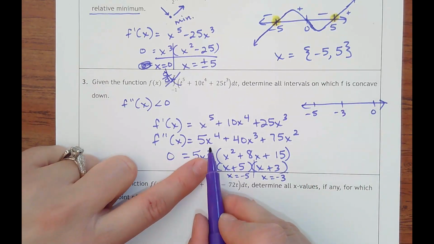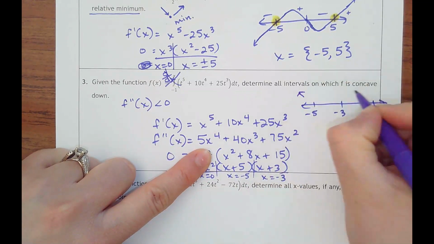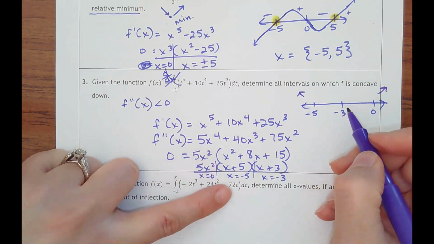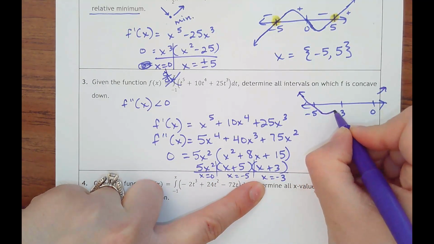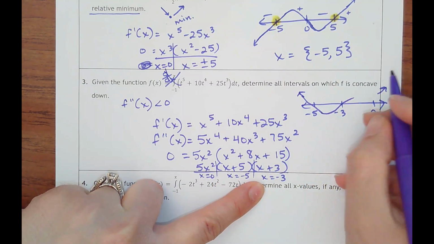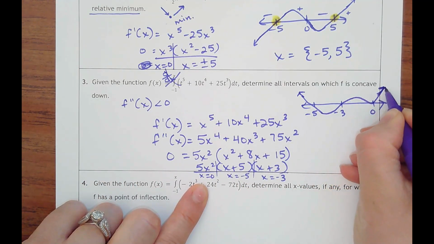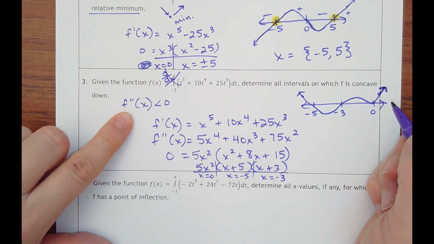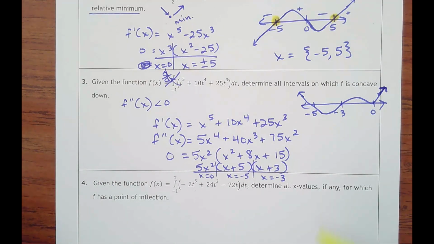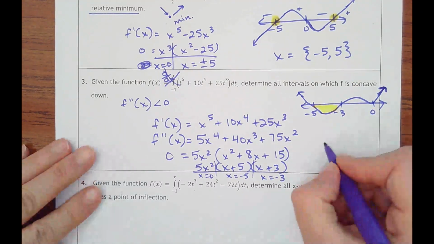So this is a 5x to the 4th. It's a positive and it's even, so both ends will end up going up. Through negative 5, it should cross. Negative 3, it should cross. And then at 0, it's going to bounce. Okay. So then where was this negative or below the x-axis is from negative 5 to negative 3.